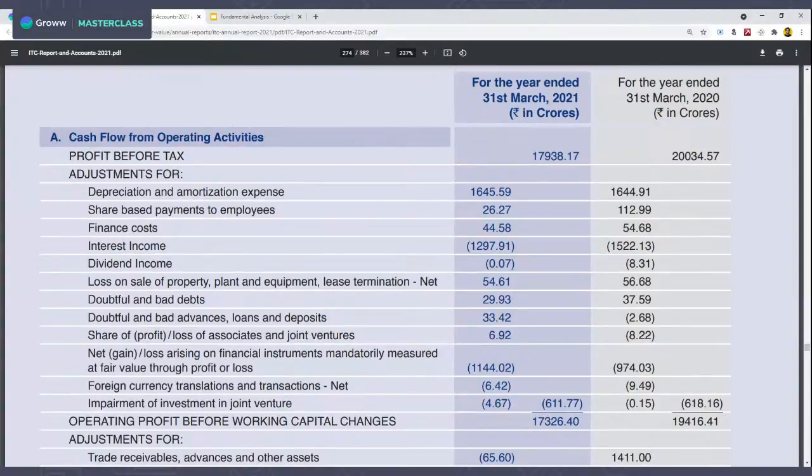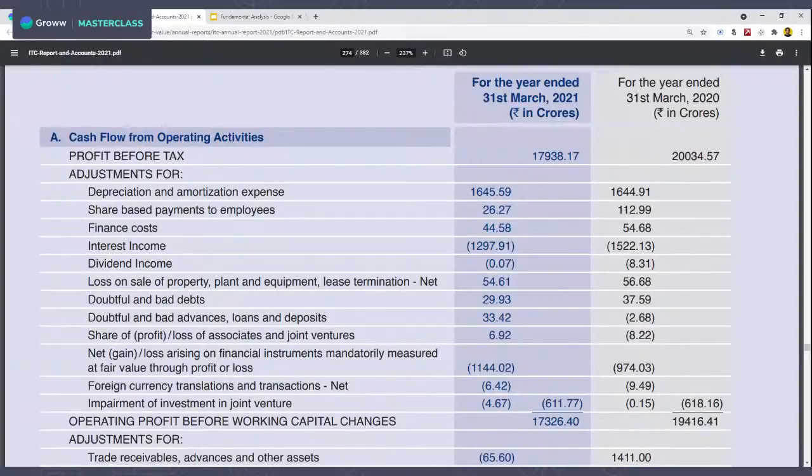So every time you see any money that is going out of the bank account, it will be negative. Anything that is not in brackets is money coming into the account. So for example, if this is saying minus 1297, this means money from the bank account has gone out. So interest income worth 1297 crores has gone out to people, correct? Whereas all the other things are money coming in to the company. So that is how you look at it.